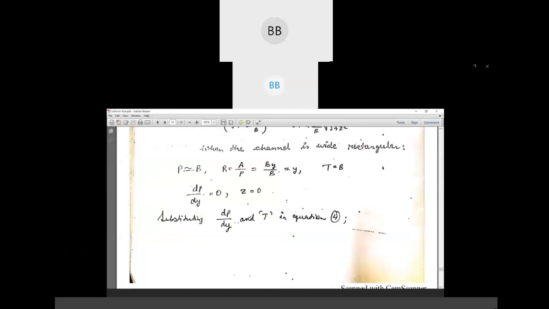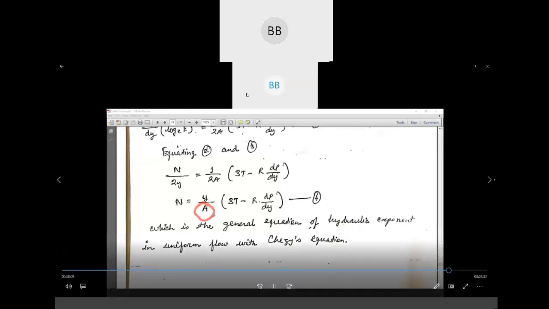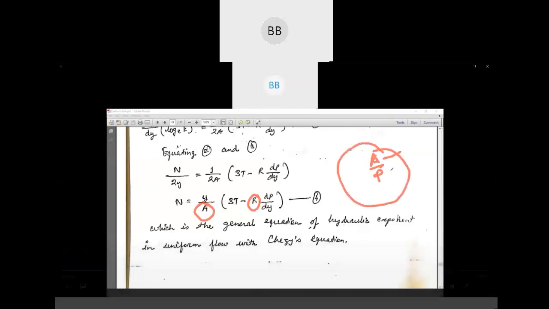So in the general expression here, area will depend on what kind of channel it is. If it is trapezoidal, then in place of area we have to use the trapezoidal area equation. Then R is again area by P, wetted perimeter. So depending on the channel section, we have to substitute the area equation and wetted perimeter equation, and you have to differentiate the wetted perimeter equation with respect to y.